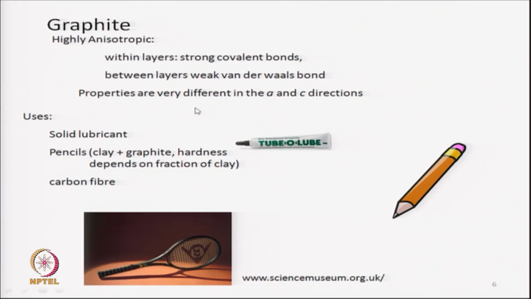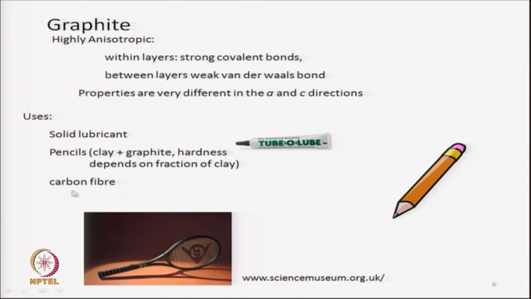So, this makes graphite layers easily slide over each other, because the layer to layer bond is the weak van der Waals bond. That makes it useful as a solid lubricant and in pencils, which can easily shear and leave a mark.